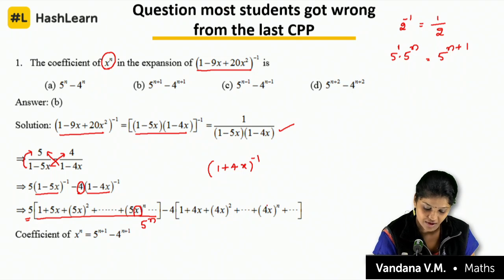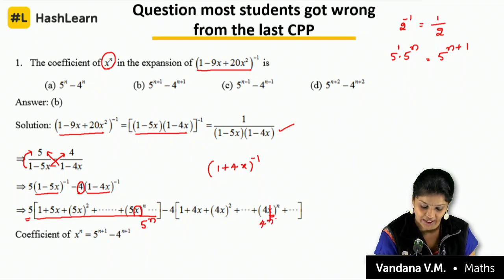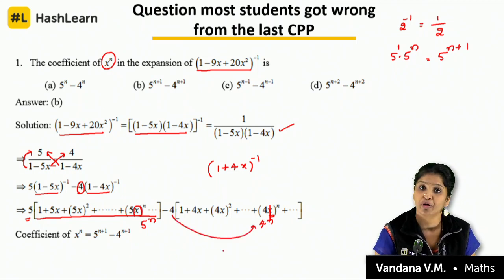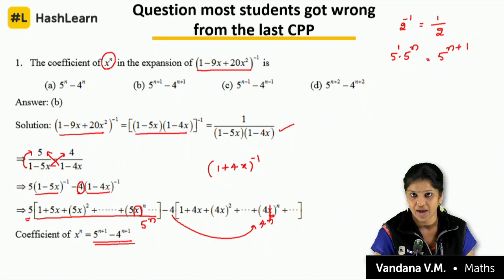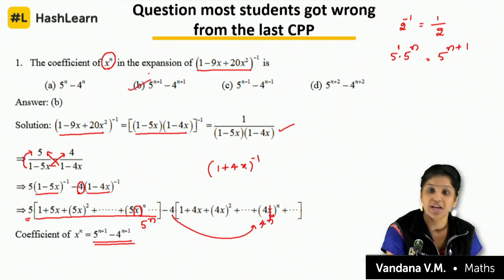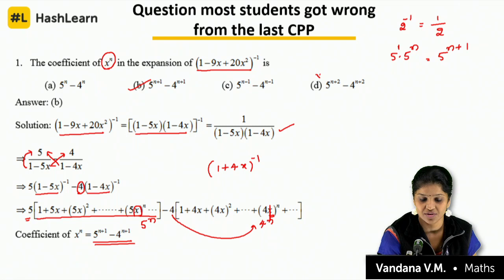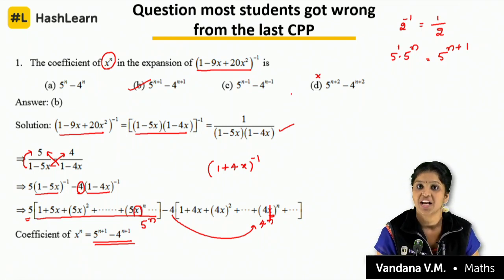Here also same thing, the coefficient of x power n is 4 power n, but if you multiply with the 4, you will get 4 into 4 power n, that is 5 power n plus 1 minus 4 power n plus 1. So the option is B, but most of you chose the answer as D. So if you have any doubts, now itself you can clarify. I hope this is clear to you.